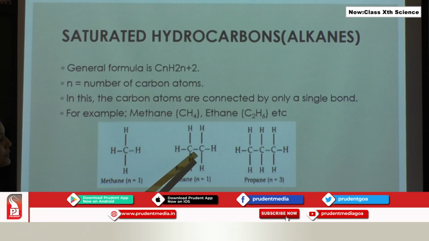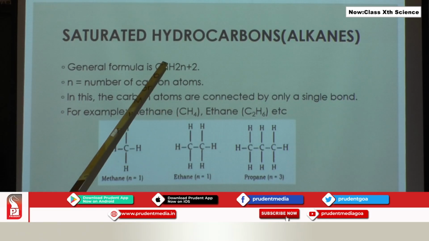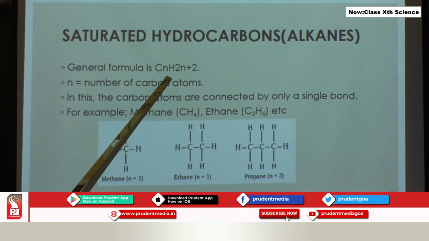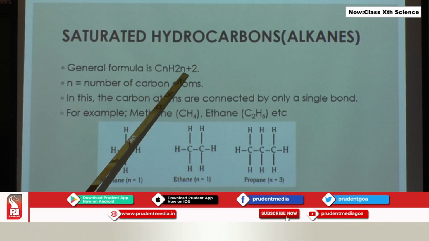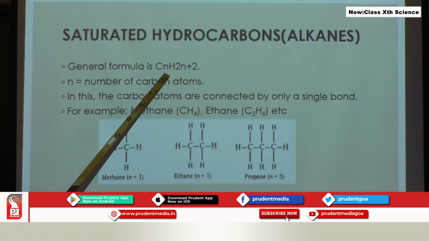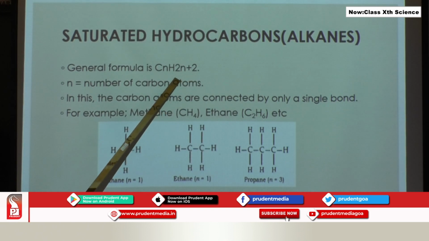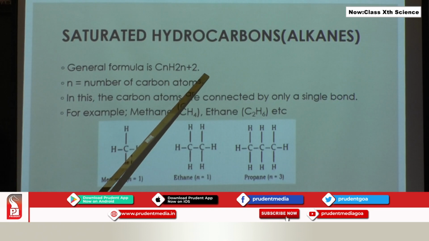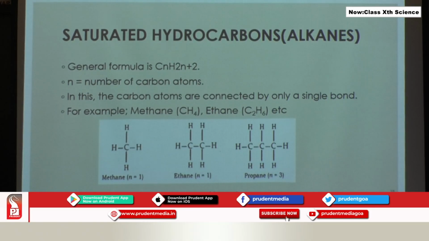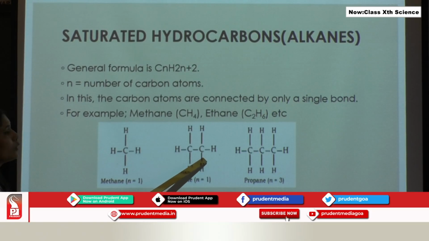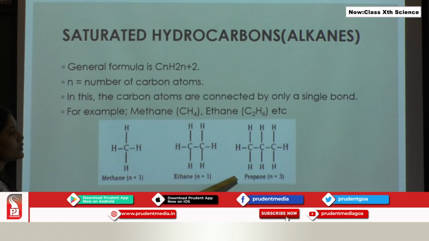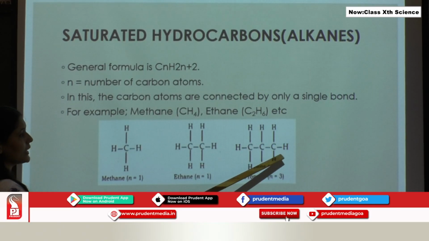The second example we are having is ethane, C2. So instead of n, if I write 2 over here, H2n, since the number of carbon atoms are 2, I multiply 2 into 2, I am getting 4, plus I add 2, I am going to get 6. That is how the formula becomes C2H6, and in case of propane I am getting C3H8.